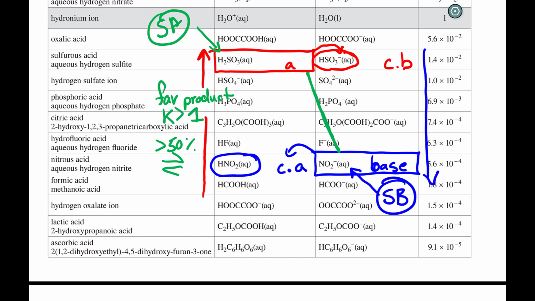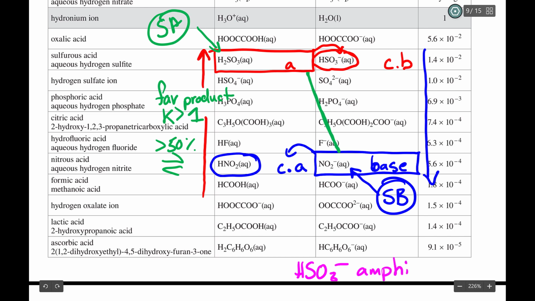The last question was, is anything amphiprotic? In order to be amphiprotic, you must have a negative charge and you must have a hydrogen to donate. If I look at H2SO3, it only has protons to donate. It does not have a negative charge, so that is not amphiprotic. When I look at HNO2, it only has a hydrogen to donate. It does not have a negative charge to accept. It is only an acid. When I look at NO2 minus, it has no H to donate, but it has a negative to accept. It's only a base. But when I look at HSO3 minus, it has a hydrogen to donate, and it has a negative to accept. So therefore, HSO3 minus is amphiprotic.